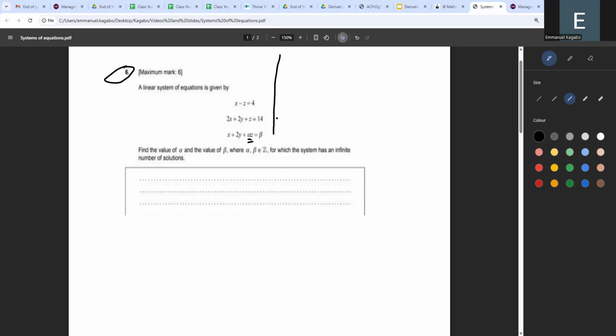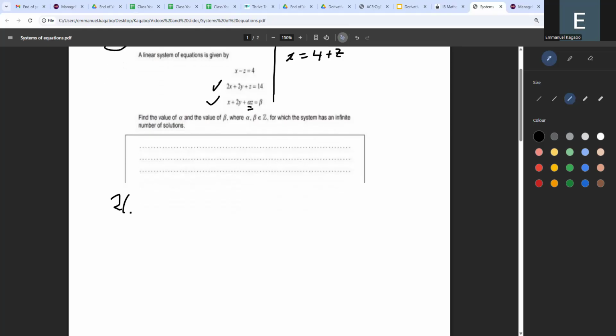So what does that mean? It means x minus z is equal to 4 when I make x the subject. So x will be equal to 4 plus z. Altogether, now the equation I've got, I have to substitute it in equation 2 and equation 3. So let me start with equation 2.